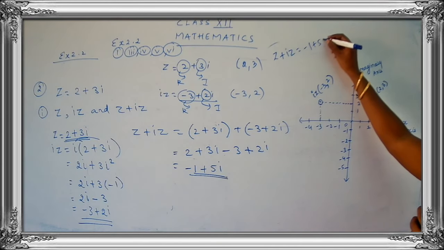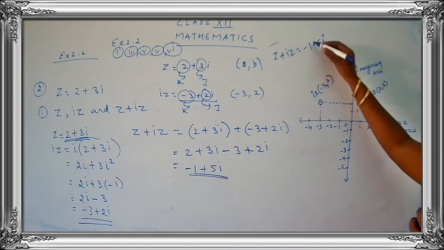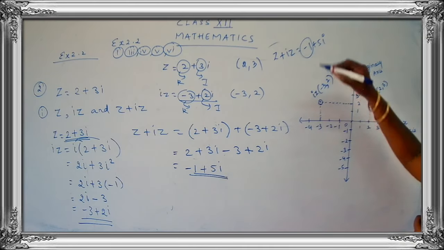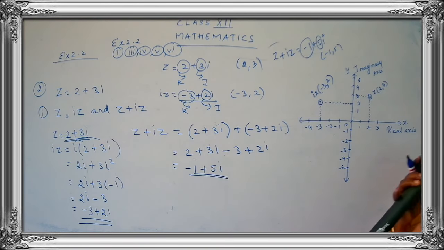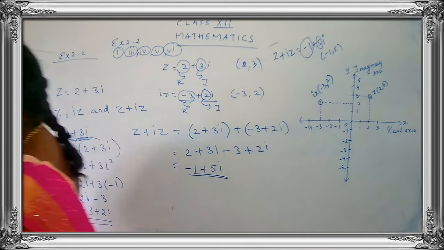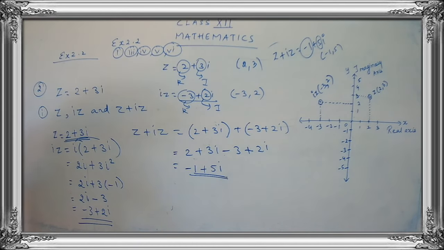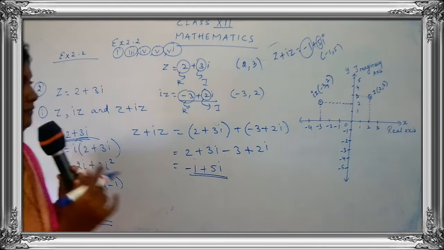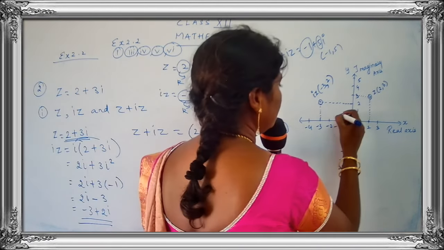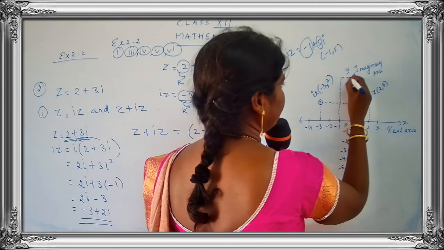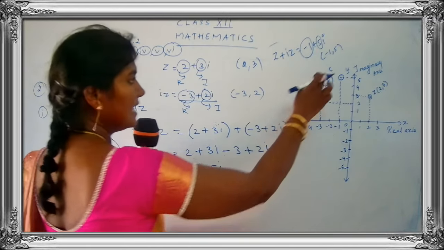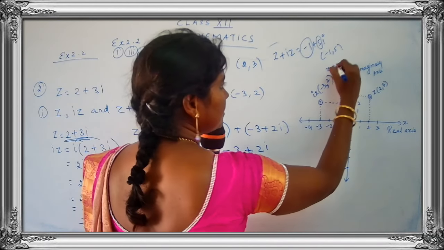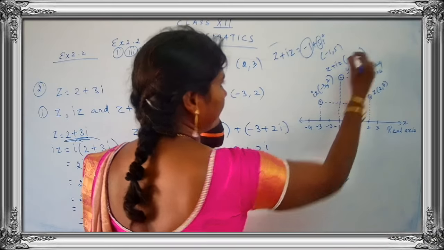What is the value for z plus iz? Minus 1 plus 5i. So what is the real part? Minus 1. And what is the imaginary part? 5. So what is the coordinate? Minus 1 comma 5. Let's plot minus 1 comma 5. So minus 1 to 5. This is what is the value, children? Yeah, z plus iz is minus 1 comma 5.